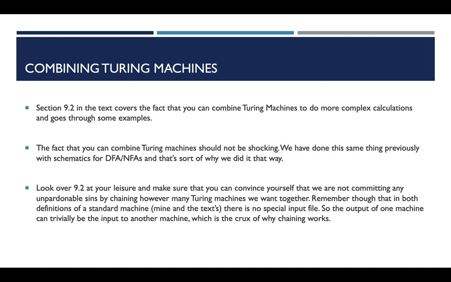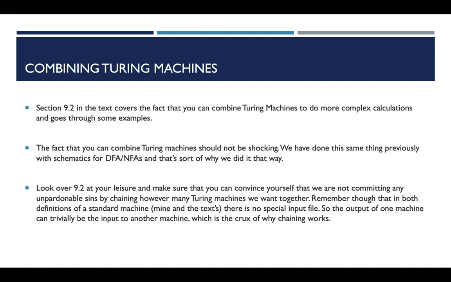So if you're a studious person, I would look over section 9.2 at your own leisure. It is very, very short. It does not take a lot of effort in order to get through. The high point of it is that it doesn't actually matter if you use the textbook's definition or my definition of a standard Turing machine. There isn't a special input file in either of those definitions.